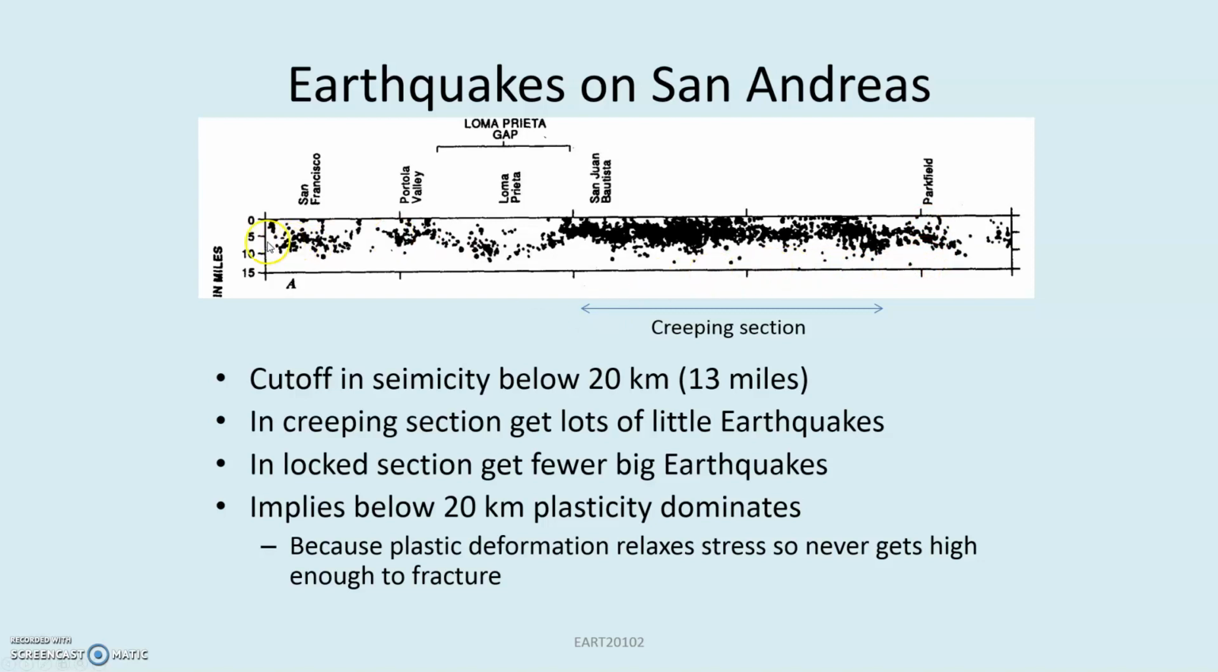The fact that we get this cut-off in seismicity at about 20 kilometres tells us that below this depth, plasticity dominates. So the rock is no longer deforming by fracturing; it's deforming by plastic flow, okay, which relaxes the stresses, so we don't get stresses high enough to induce fracturing.